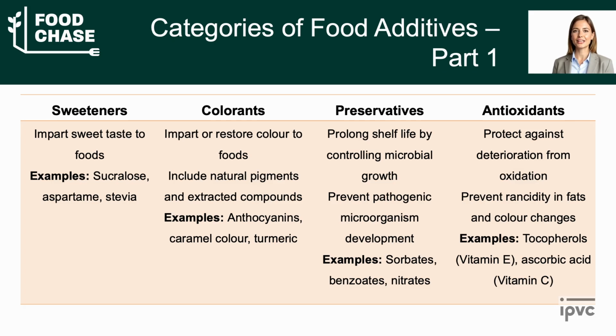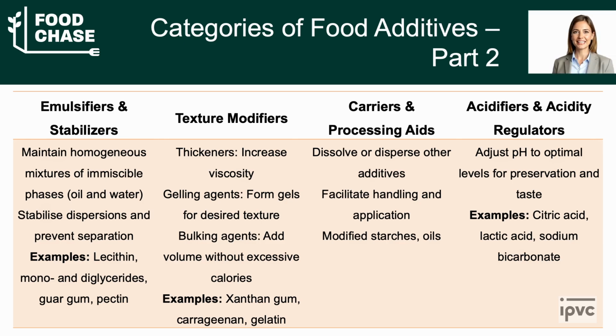Antioxidants prevent oxidation, the chemical process that makes fats rancid and degrades colors. Tocopherols and ascorbic acid are particularly valuable because they're also nutrients, providing dual benefits to the food. Emulsifiers and stabilizers are fascinating. They solve a fundamental problem in food chemistry. How do you keep oil and water mixed when they naturally repel each other? Lecithin, derived from soy or sunflower, has a molecular structure that bridges oil and water, creating stable emulsions found in mayonnaise, salad dressings, and many processed foods.